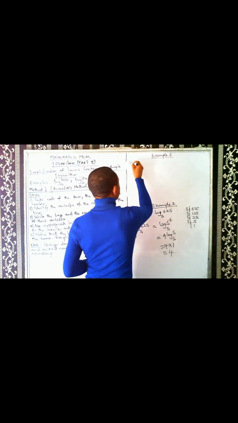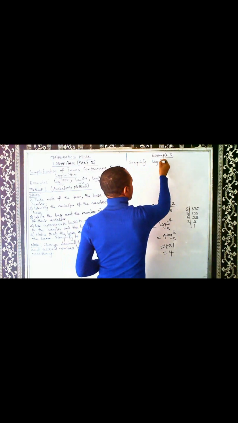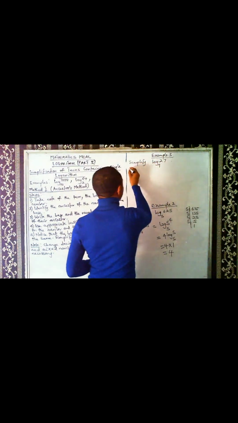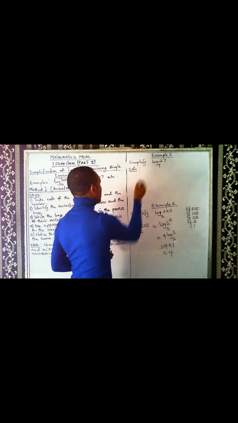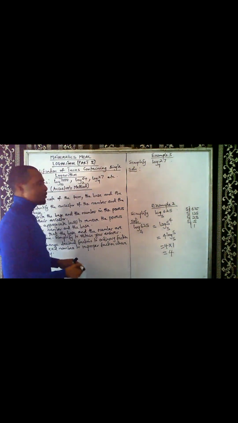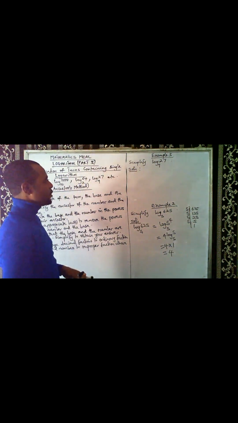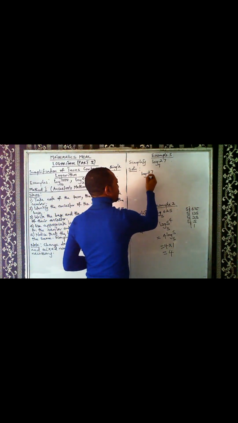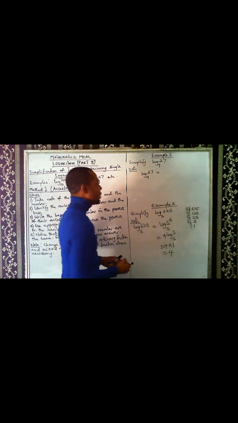Example 3, it says simplify log 27 in base 9. So we want to simplify this. Okay? Just one of the examples we gave there. Okay, let's do it together. We have log 27 in base 9. Let's simplify.